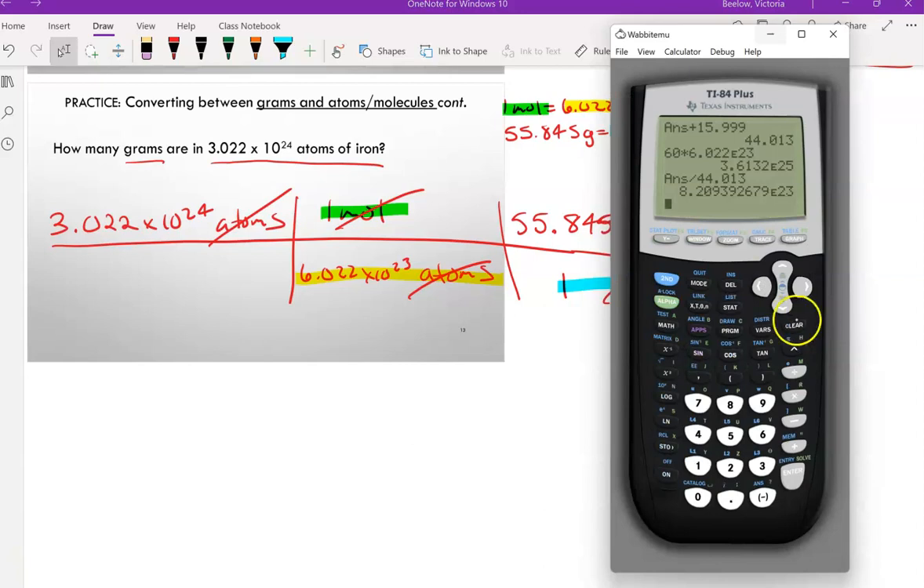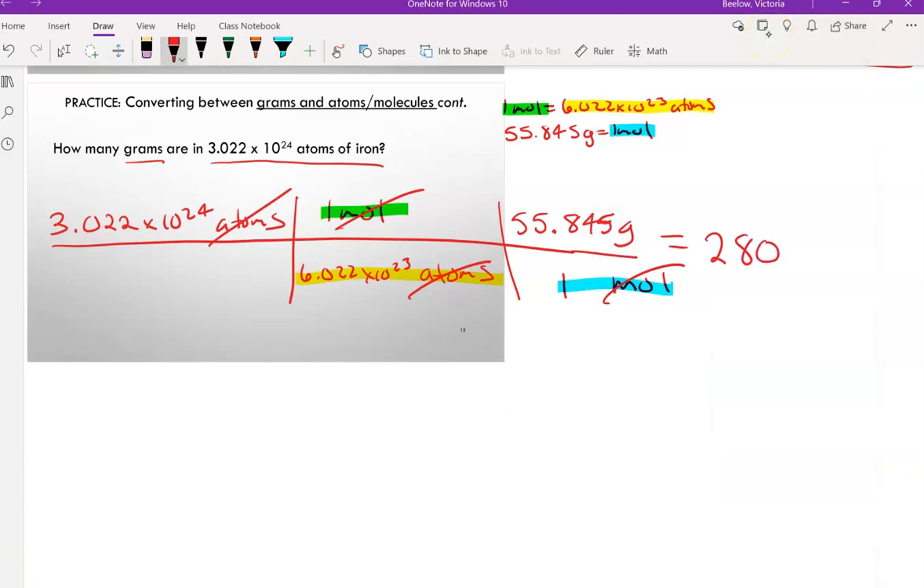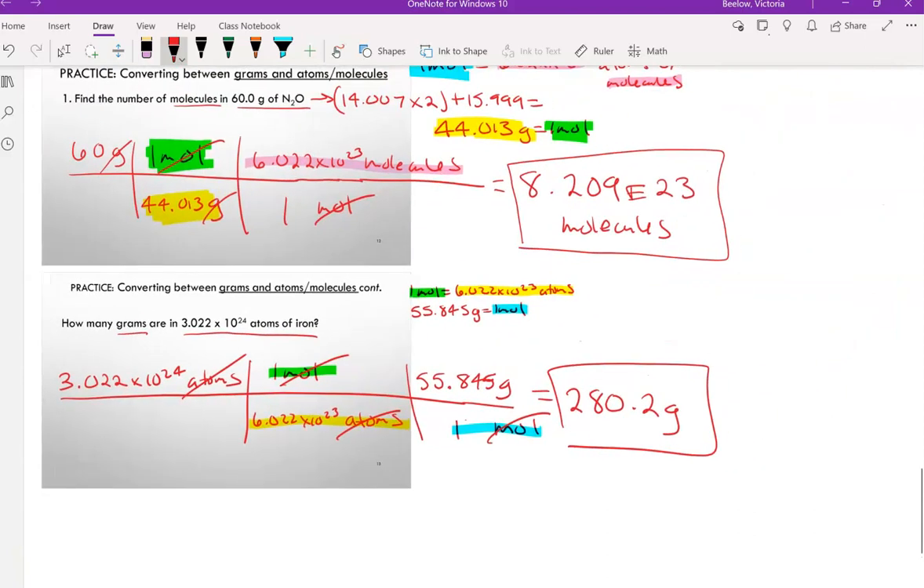So I'm going to multiply everything in the top. 3.022 E24 times 1 times 55.845, and then enter, and then we're going to divide that by what's in the bottom, which is Avogadro's number, 6.022 E23 times 1. So we'll go 4 sig figs, 280.2 grams. And that's it.